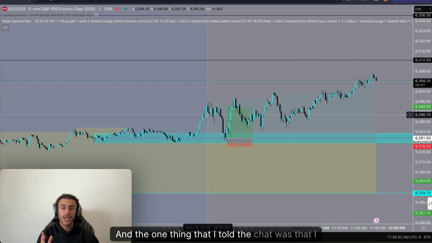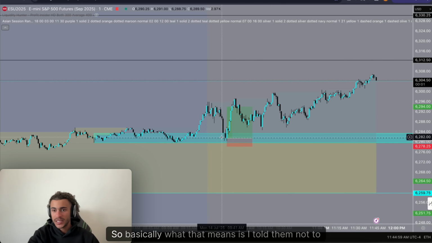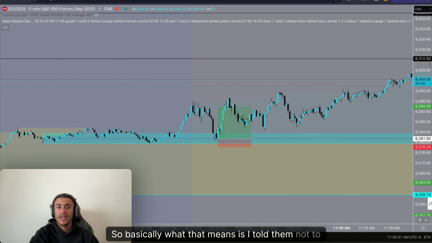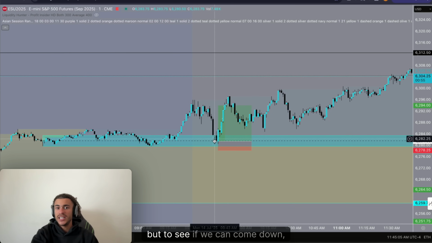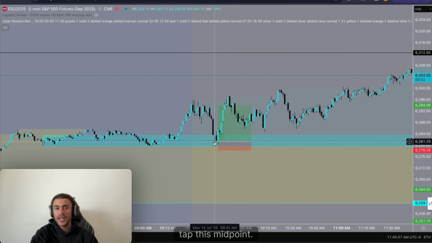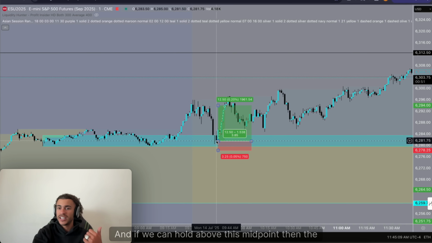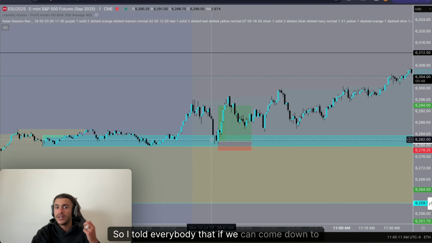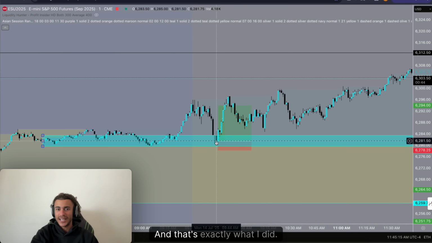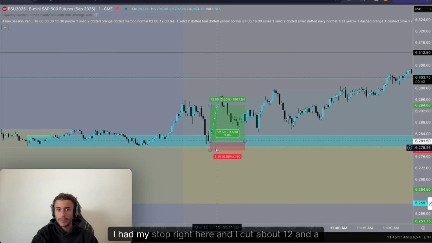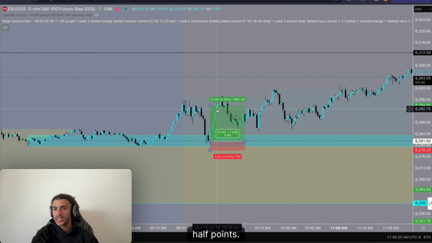And the one thing that I told the chat was that I was very focused on seeing if we could get a 1 minute candle closure over this midpoint. So basically what that means is I told them not to enter right there, right? Because I wanted to wait for a little bit more confirmation, but to see if we can come down, tap this midpoint, and if we can hold above this midpoint, then the setup is valid. So I told everybody that if we can come down to this midpoint and hold above it on the 1 minute, I'm in, and that's exactly what I did. I entered right there. I had my stop right here, and I cut about 12.5 points.